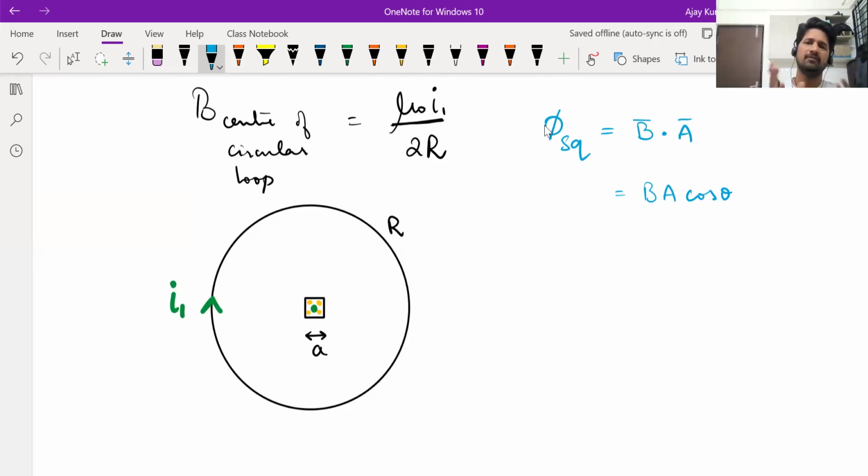Yeah, if the magnetic field is non-uniform or the area vector is difficult to express, then you'll have to use integral B dot dA. In this case, that is not necessary. You can use B dot A because the magnetic field at points of the square is almost uniform. It's almost the same everywhere. So let's apply this. Magnetic field is mu naught I1 by 2R. Rishi, how much is the area in which you are calculating the flux?